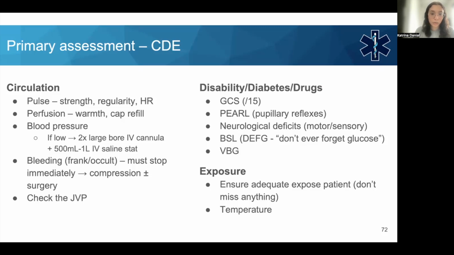So if the patient is not well perfused, they're going to be cold, have cold extremities. You can check their cap refill. If it's more than 3 seconds, they are not well perfused. Check their blood pressure. If their blood pressure is low, or if they have no blood pressure at all, then you want to obviously get two large bore cannulas, get your IV access, give them fluid bolus. All right. If there's frank bleeding that you can see, you want to try and stop that. So compress the wound, transfuse blood if needed, take them to surgery. It all depends on what's going on. And you can check the JVP.